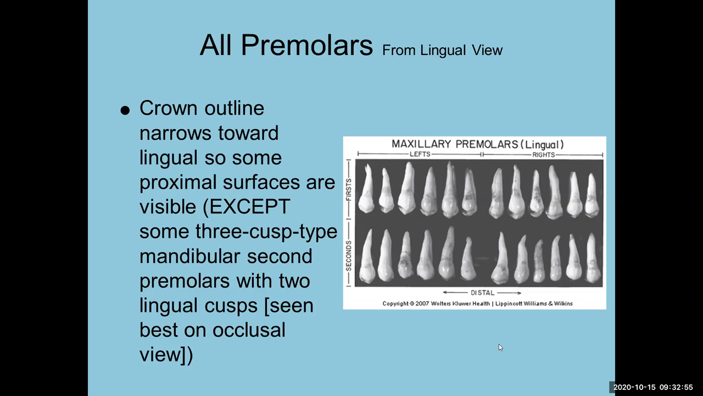All right. So from the lingual view, that looks like a canine from the facial view. We turn it around and look at the lingual view, and the crown outline narrows towards the lingual. So some of the proximal surfaces are visible. Remember when we were looking at all the teeth and talking about those embrasure spaces? The embrasure spaces are larger on the lingual because the teeth generally are narrower on the lingual. So that means you can see some of the facial. This is the first premolar, the top ones. You can see some of the facial from the lingual because the lingual is narrower than the facial.